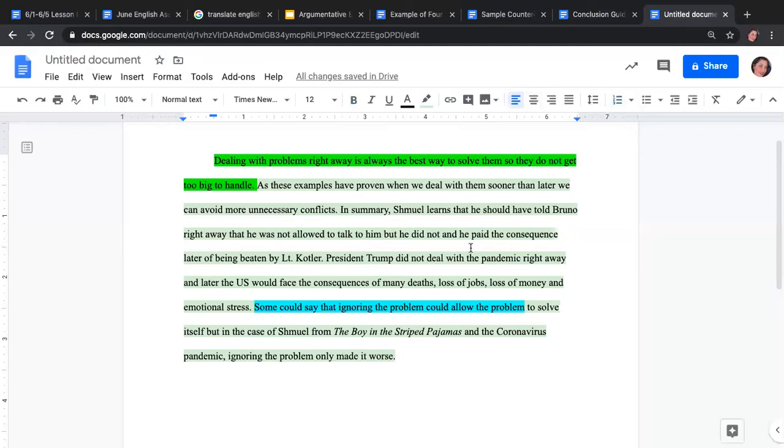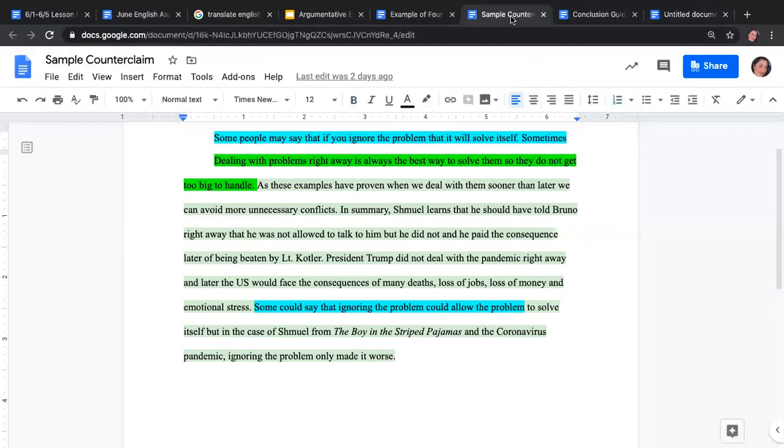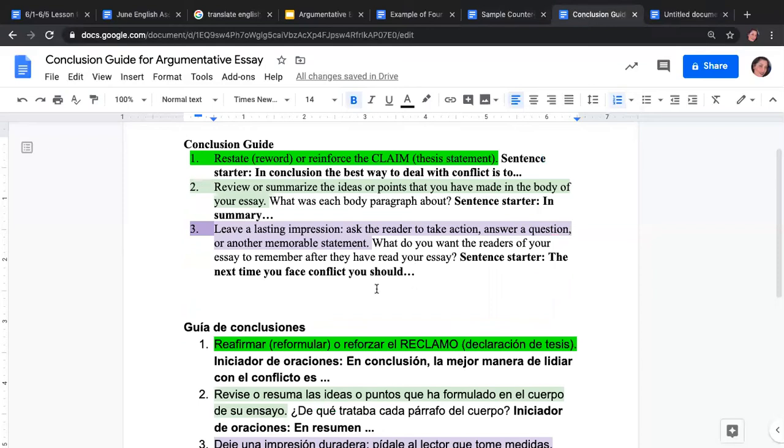Okay, so the next thing that I need to do, and let me look at the guide. Where's the guide? It is leave a lasting impression. So ask the reader to take action, answer a question, or another memorable statement.